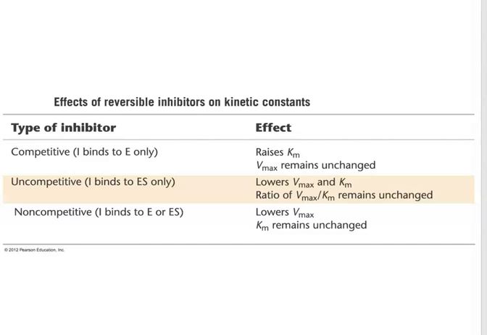So this is how we can use the Lineweaver-Burk plot to figure out if it's competitive, uncompetitive, or non-competitive, and these are the results. It looks like it raises the apparent Km value, but Vmax remains unchanged for competitive. Uncompetitive means that it lowers the Vmax and Km, but the ratio of those two remains unchanged because we have those parallel lines. And then non-competitive lowers the Vmax, but the Km appears unchanged.